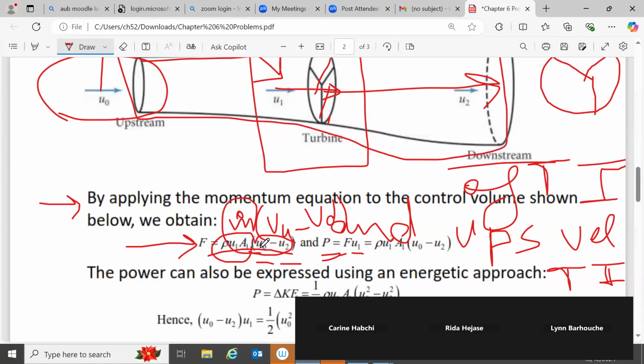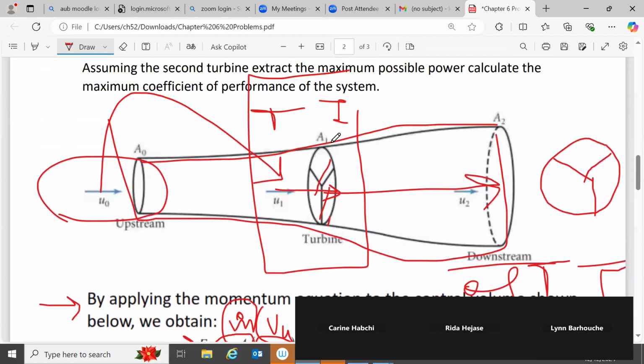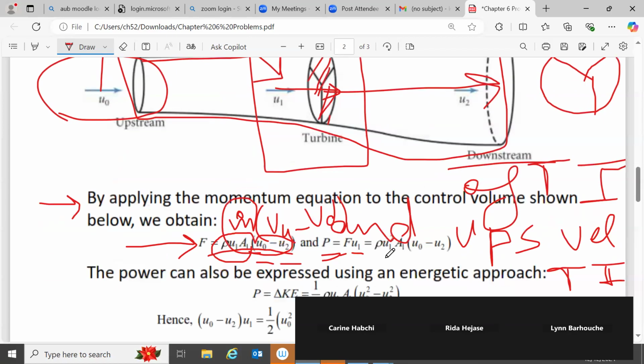So you just have to know that this is the formula that gives you the force, because of m dot. How do you calculate the mass flow rate? You know the area here. This is the cross-sectional area of your turbine.